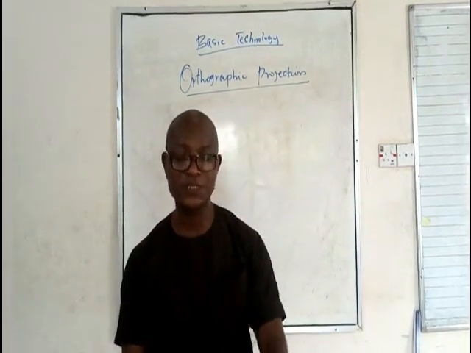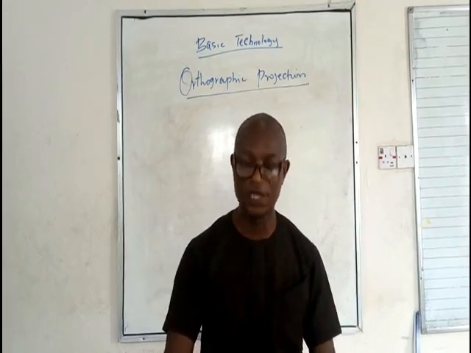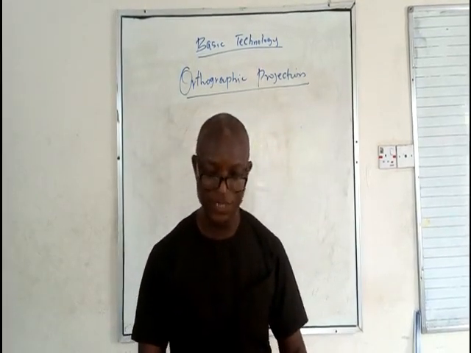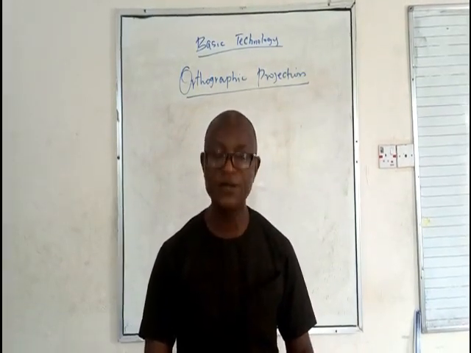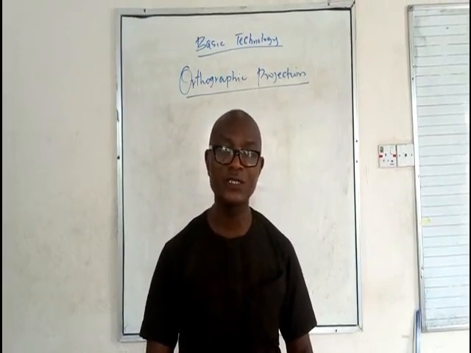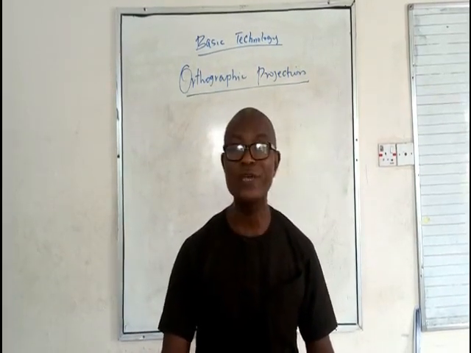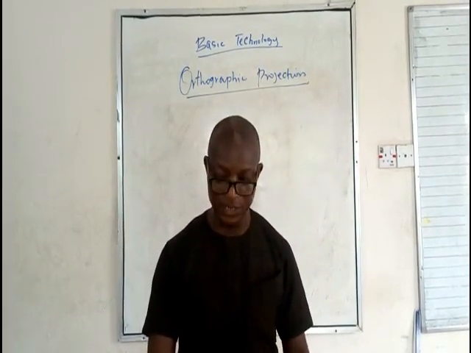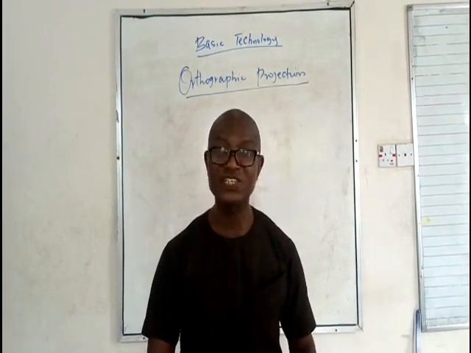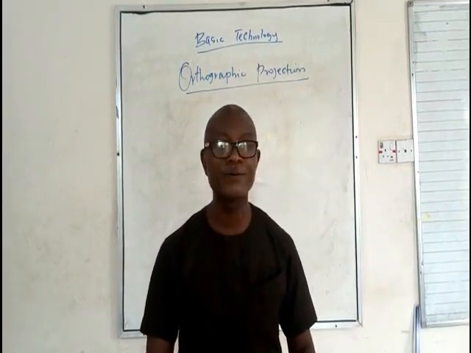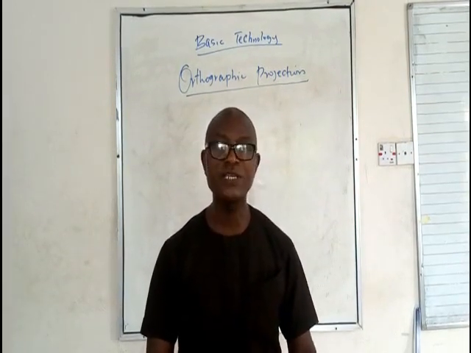In the first place, we start with orthographic projection. What is orthographic projection? We said that orthographic projection is a way of drawing a 3-dimensional object from different directions and different views of the object. It is a true method of representing the true shape of an object on a single plane by describing the shape and sizes of each part of the complete object.